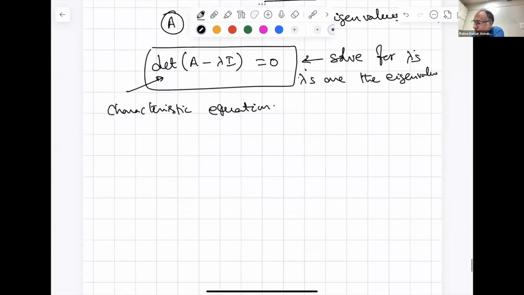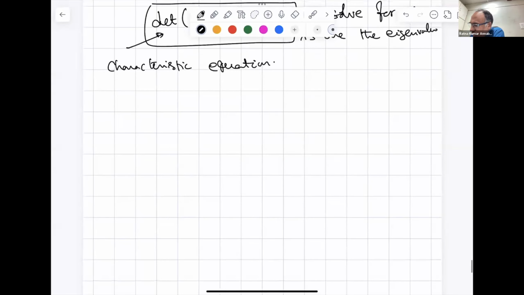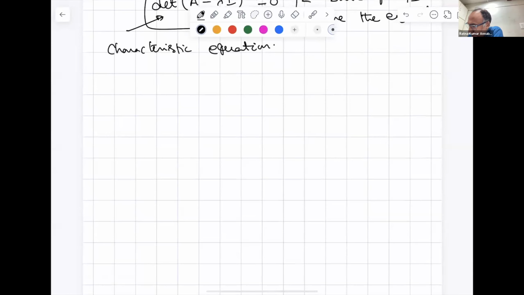Right? Okay. So now why should we do this? How do you know that these are giving you eigenvalues? Before we do that, we should understand the physical meaning of an eigenvalue. Okay, now let us look at this.